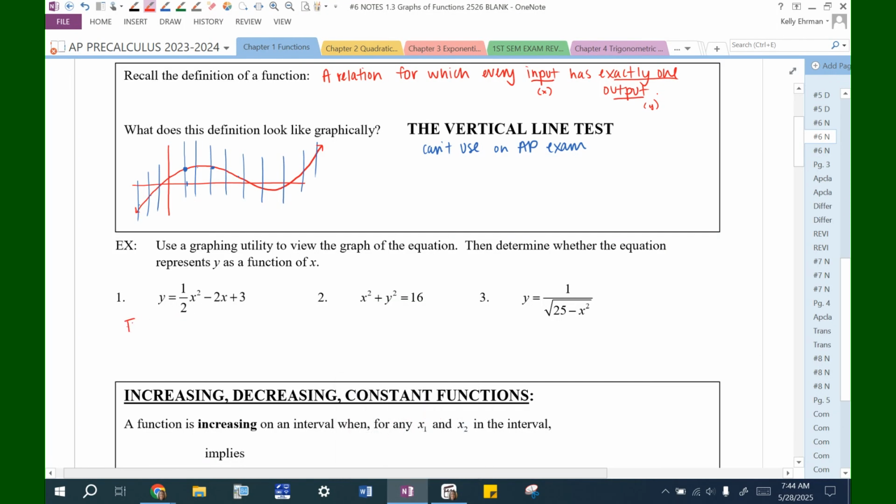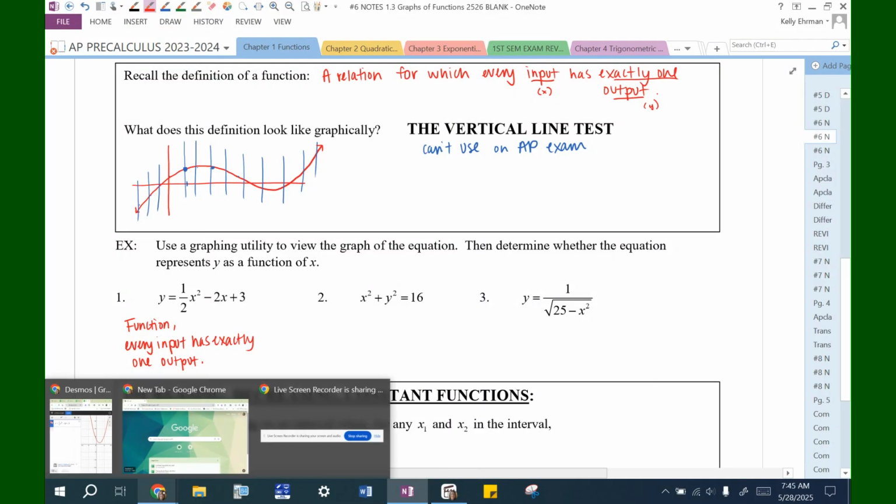All right, so this is a function because every input has exactly one output. Now, you might get sick of writing that, but the reason I want you to write it each time is so that you remember what to write. That's an easy point to get if they ask you this on the AP test.